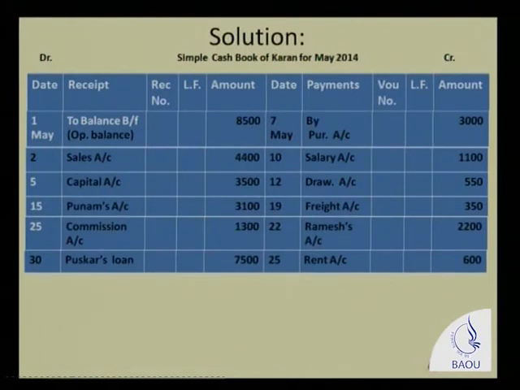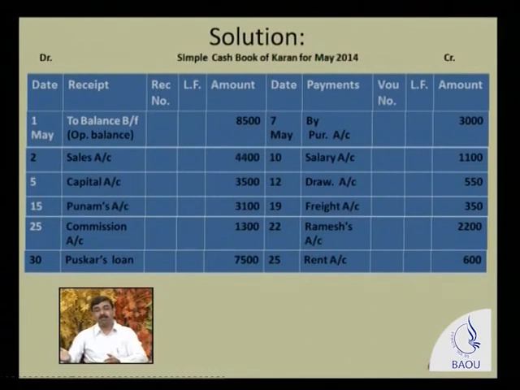So see, on the debit side, on the 25th, commission received, it's an income, cash comes in and the commission account is credited because it is income. So cash account debited to commission account. See on the receipt side, 25th to commission, and in front of that 1300 rupees.